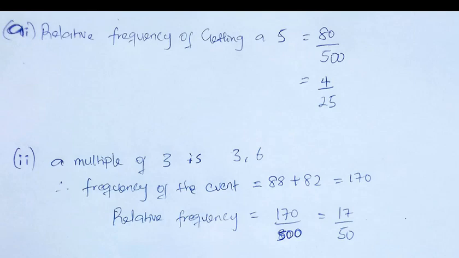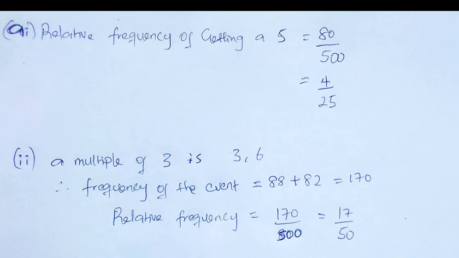80 over 500. Why? Because looking at our table, we have the frequency of 5 to be 80, and we have the total number of times the dice was thrown to be 500. That becomes 80 over 500, which gives us 4 over 25.